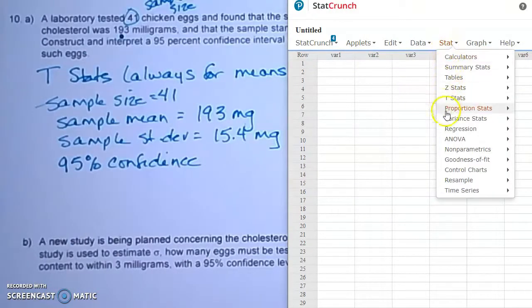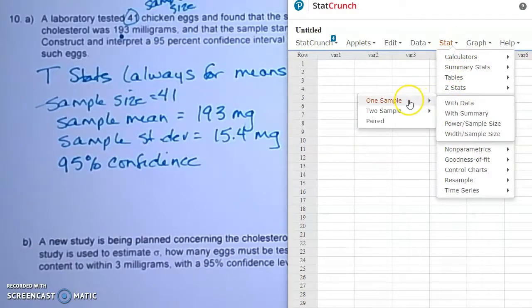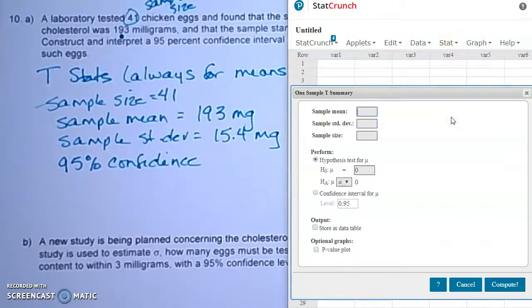In StatCrunch, what I want to use is stat, t-stats, one sample. Since I don't have a data set, I just have summary data from the sample, I'm using with summary. It's going to ask me for all of these values. My sample mean is 193. My sample standard deviation is 15.4. My sample size is 41. And I want a confidence interval with 95% confidence, so I'm going to leave that as 0.95.